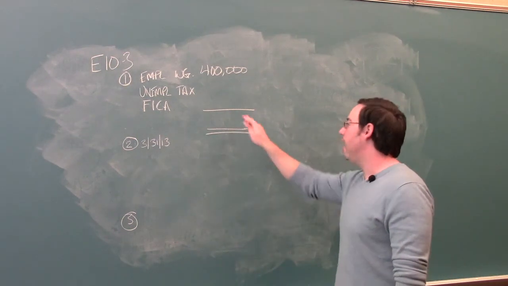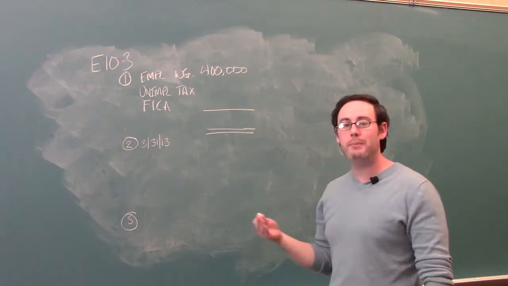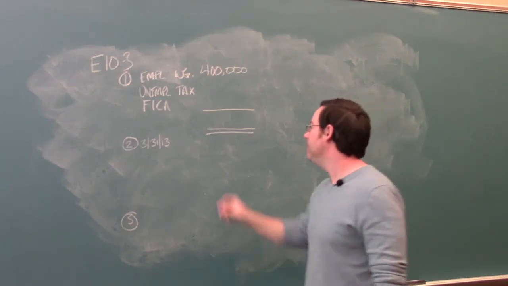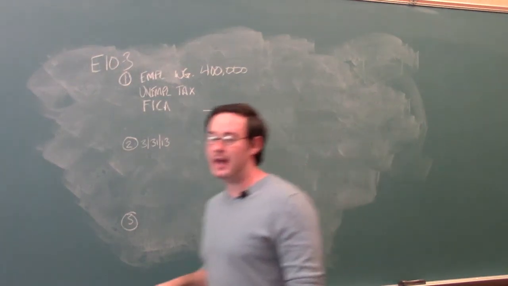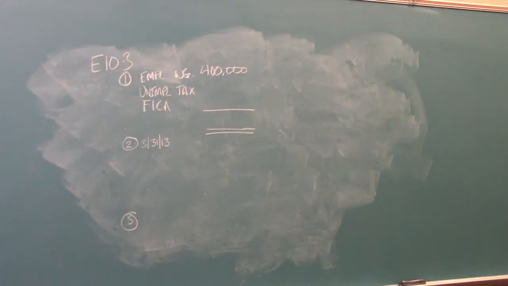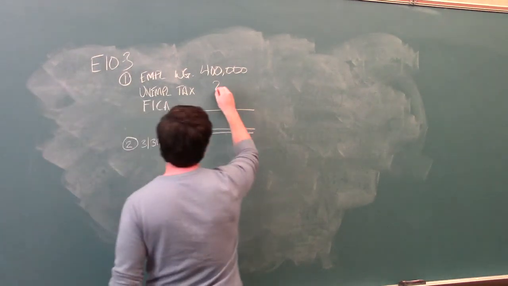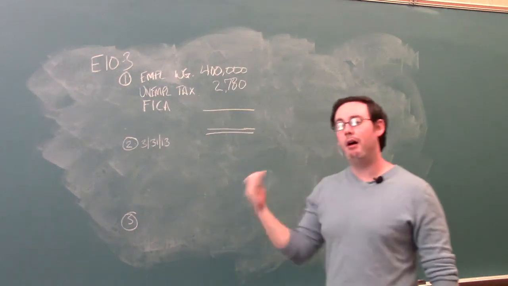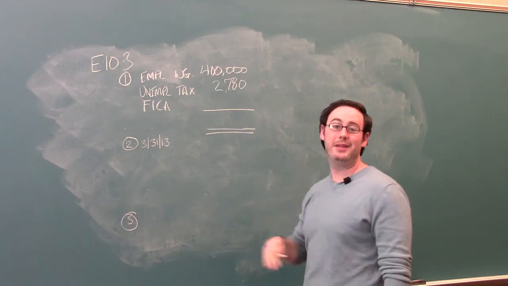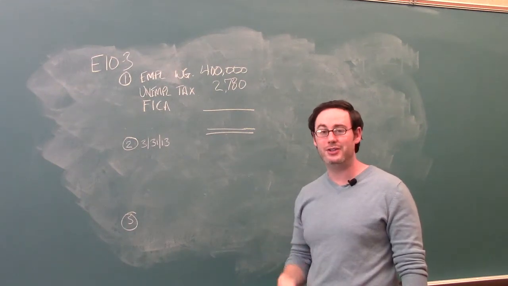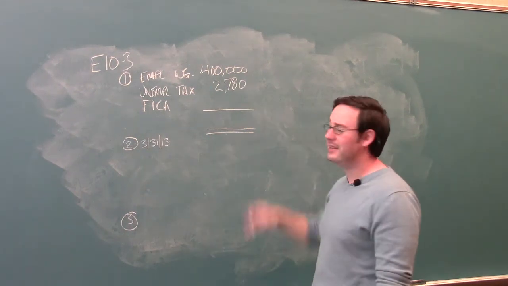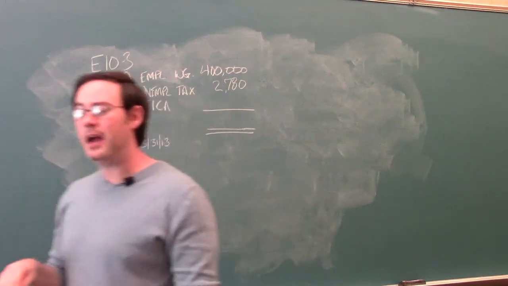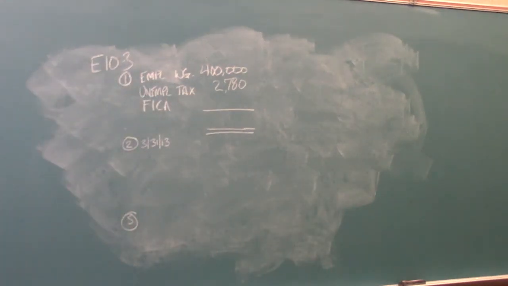We add to that other taxes incurred by the employer in addition to this, right? So, unemployment tax, they give us unemployment tax is $2,780. We'll add that. This is an employer tax, and it's above and beyond that $400,000. It's something in addition that the employer incurs in order to house the employee. The next thing is FICA. Remember, FICA is made up of Social Security and Medicare.